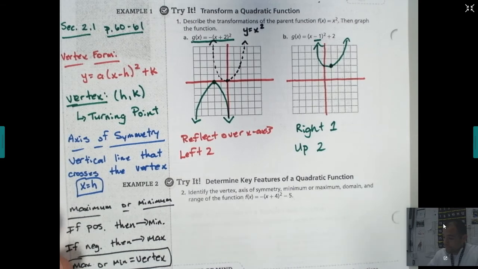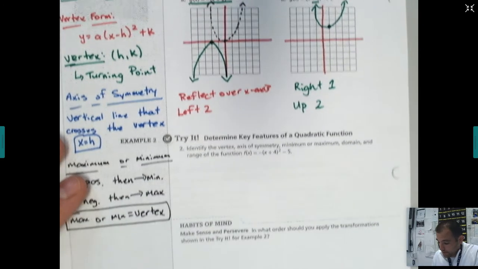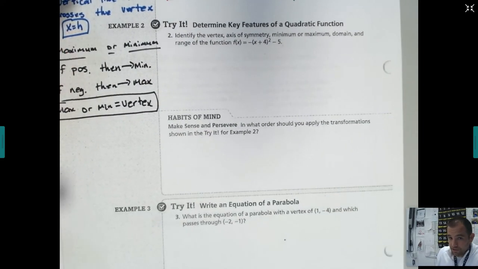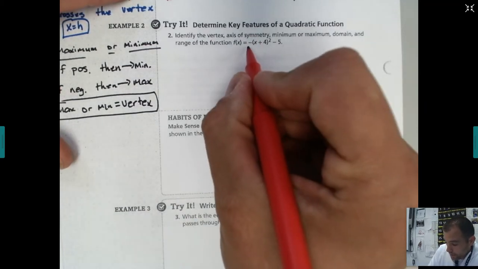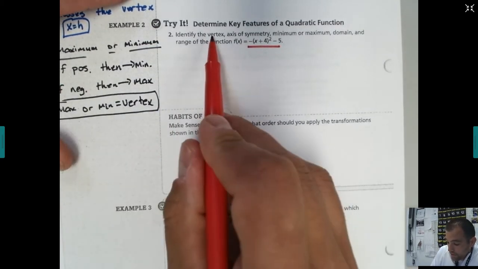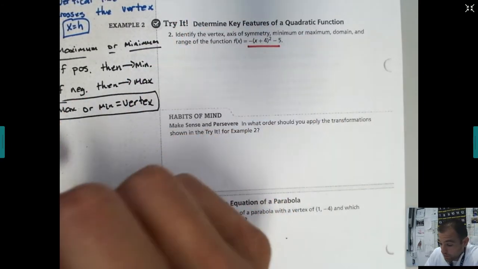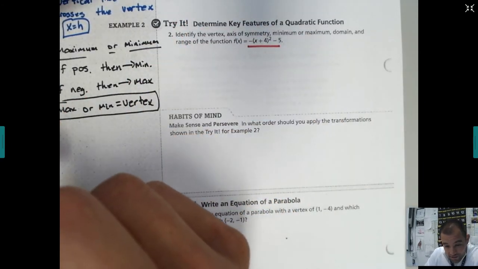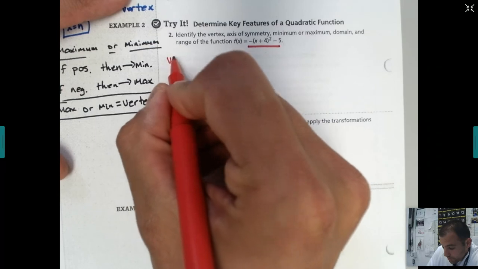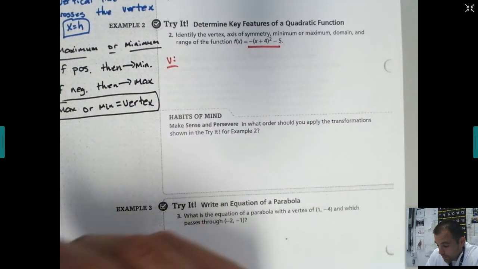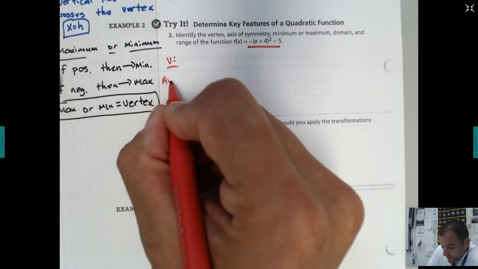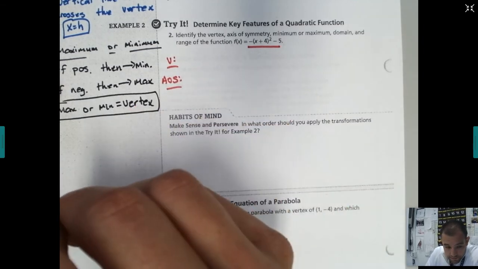The second question looks like this. Now it says determine key features. So they gave us this equation right here. And they want us to find all this stuff. The good news is we don't really have to do any math to find these things. So the vertex. We need to find what I call the axis of symmetry, AOS.